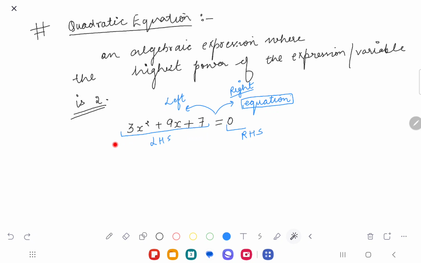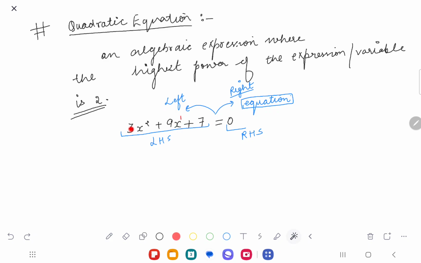On the side with the terms, what do you see? 7 is just a number, just a constant. Then 9x is an expression which consists of 9 and x, where 9 gets multiplied with x. So here the power of x is 1.